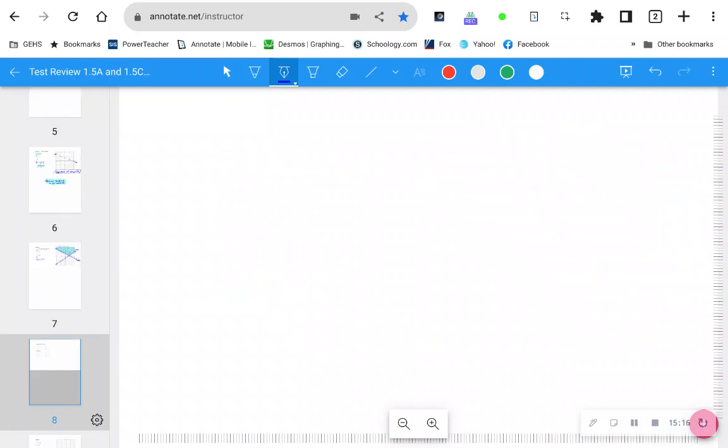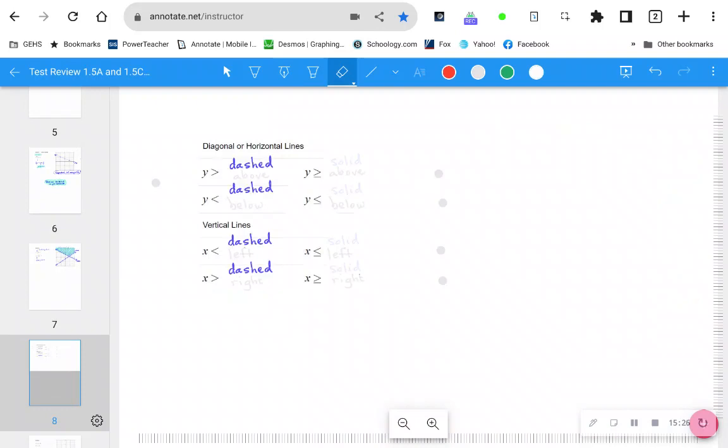Okay, let me do a few more like this. A little chart here to help you out, okay? So the first thing here is the ones that don't have the or equal to, you use dash borders. If it has the or equal to, you use solid borders. And since the y measures up and down, greater than ones are above and less than ones are below.